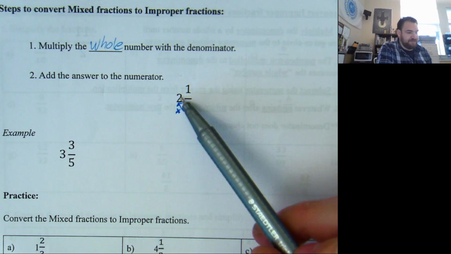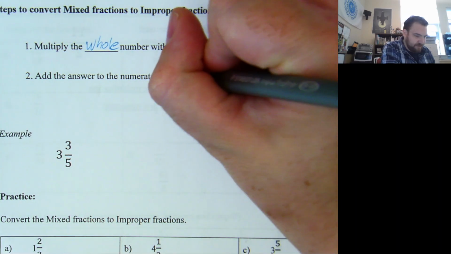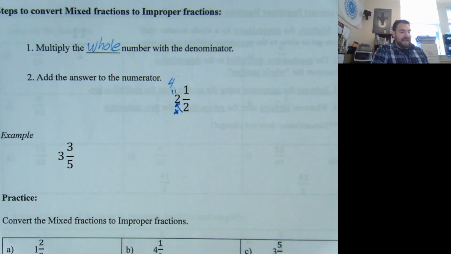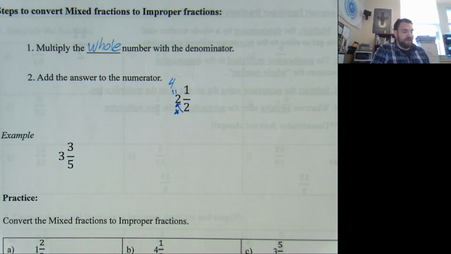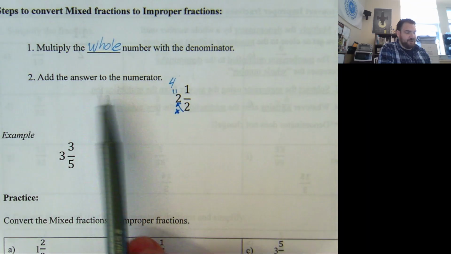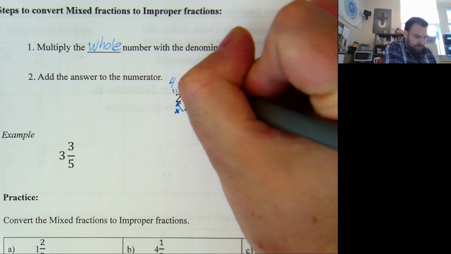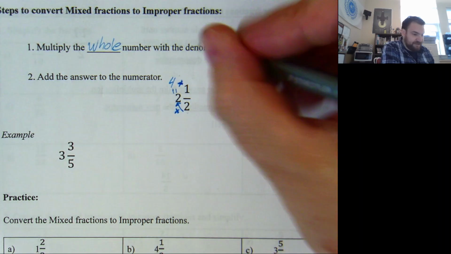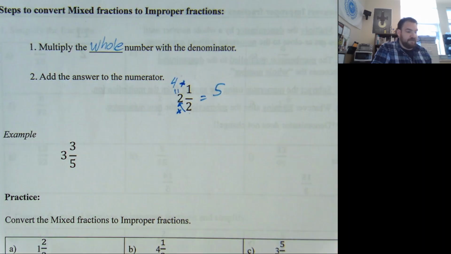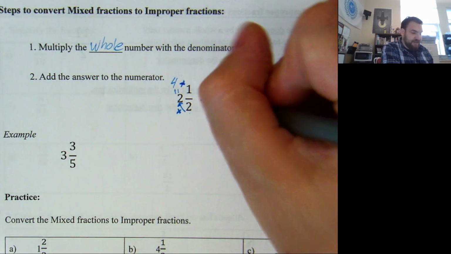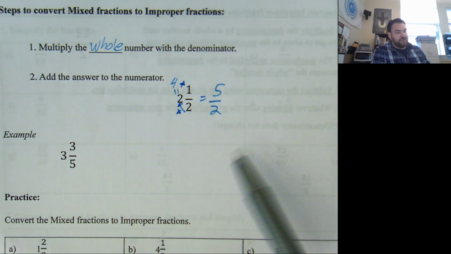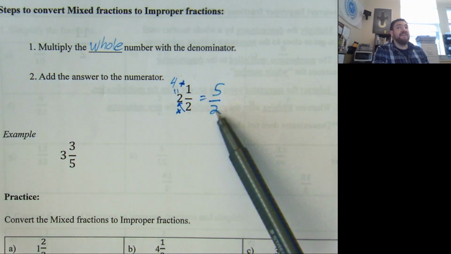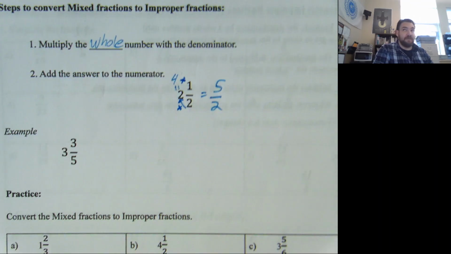In this case, 2 times 2 is 4. And then what am I going to do with that result? Well, it says here to add the answer to the numerator. So 2 times 2 is 4, plus 1 is 5. And the denominator stays the same. So 2 and 1 half represents 5 halves of something total.